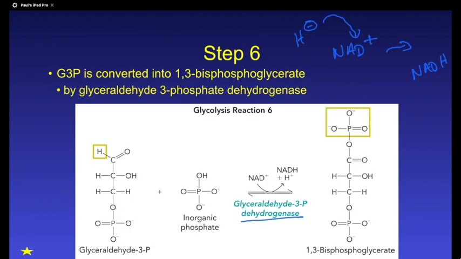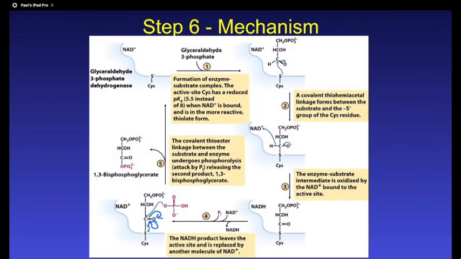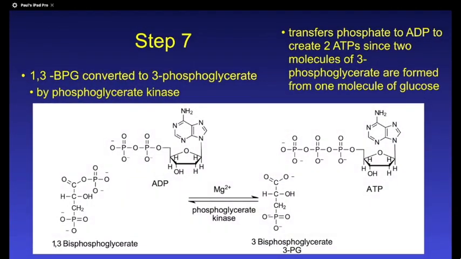The enzyme here is a dehydrogenase because the electron pair moved. We had a redox reaction. All right. One other thing about this reaction: I have just placed a phosphate onto the intermediate.